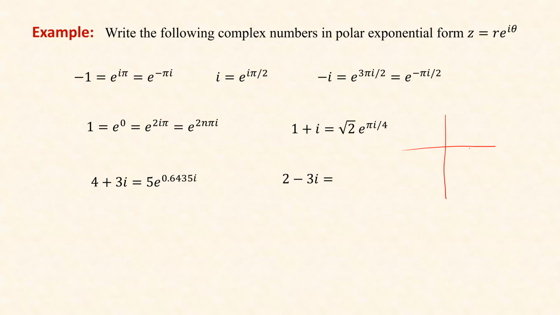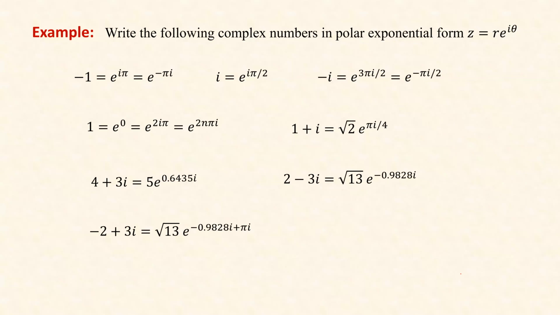Again, look at it. That would be square root of 13 e to the, let's see, 2 over negative 3, so negative 0.588. Or if you do the other angle, let me see. Oh, I did the wrong one. It's 3 over 2. It's almost 1 radian, negative 0.98. So almost negative 1 radian.